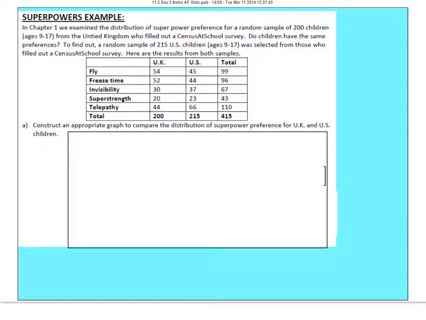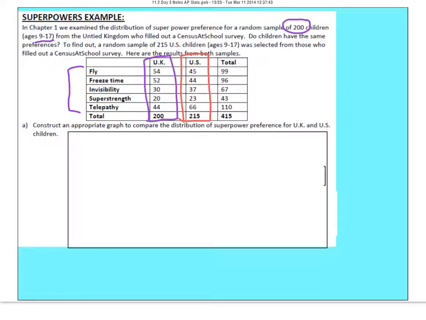Let's wrap up these notes by revisiting the question about superpowers that we saw way back in Chapter 1. Back then, they asked 200 students in their sample, who were from the United Kingdom and ages 9 to 17, which superpower would you want to have? Well, we're going to go beyond that one because the UK is our first sample. We're going to make this not a test of goodness of fit, because goodness of fit would just be looking at your superpower in the UK. We're going to go beyond to become the test of homogeneity by adding a second sample. So our second sample is the US. They surveyed 215 students and asked them the same thing, and these are their results.